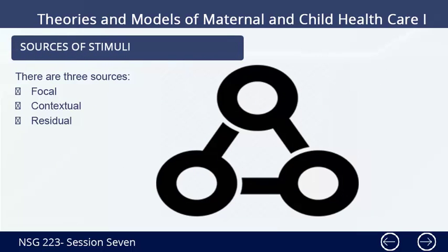Sources of stimuli. There are three sources: focal, contextual, residual. Focal, related to environmental changes. Contextual, stimuli from other internal and external sources that may influence the situation. Residual, refers to the personal characteristics of the individual which are relevant to the situation.